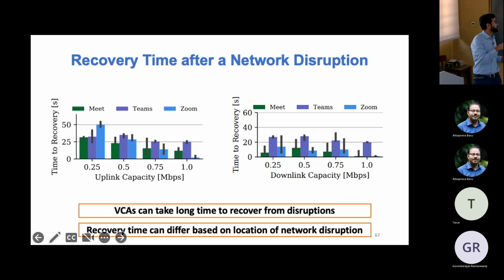So whether the disruption is in the uplink, that is client to server, or the downlink, between server and client, you can see that the time to recovery is much smaller in downlink disruptions for Meet and Zoom, but for Teams, they're almost consistent. And then we explain in the paper why that's the case. But essentially, it's a combination of how VCAs encode video and what kind of mechanisms the relay server uses.